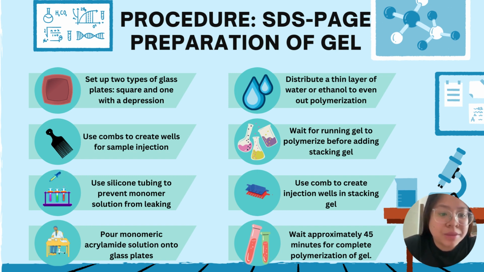We will not place the comb here because we must first prepare two layers, which are the running and the stacking gel. Once the running gel has polymerized, the ethanol or water layer must be removed and the stacking gel must be poured. You have two distinct acrylamide concentrations. After dispensing the stacking gel, incorporate the comb to form the injection wells. After placing the comb, one must again wait for the gel to polymerize. This process takes approximately 45 minutes to complete.